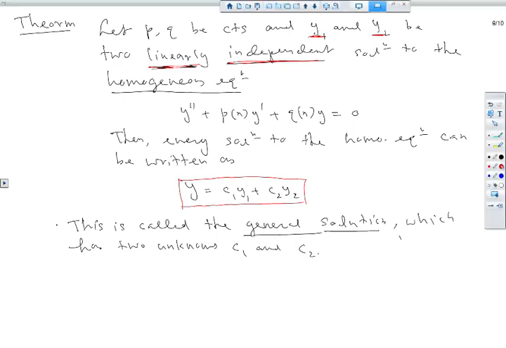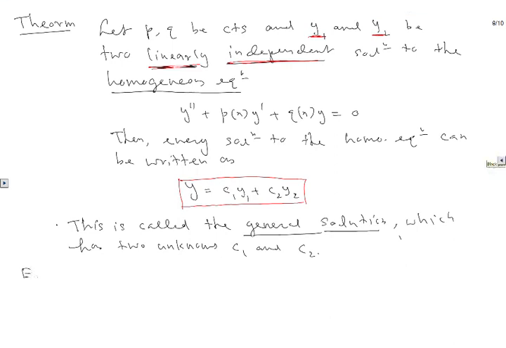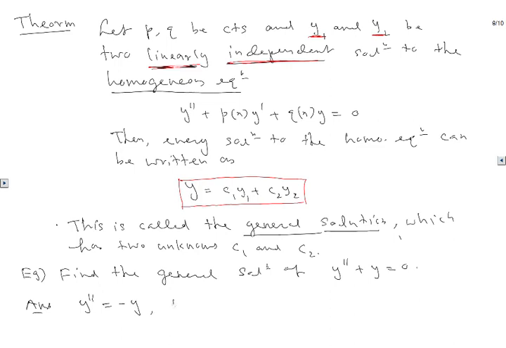So let's do one example like that. Find the general solution of y double prime plus y equals 0. This is something familiar to us, so we can write y double prime equal minus y, that means k squared equal 1, that means k equal 1. It's a plus or minus 1, but we need only one of them.